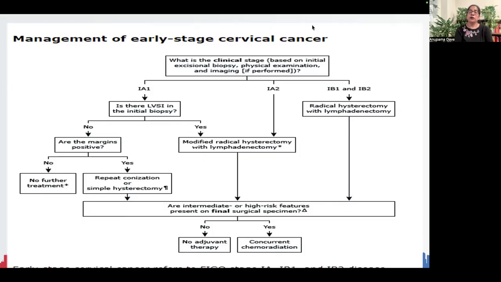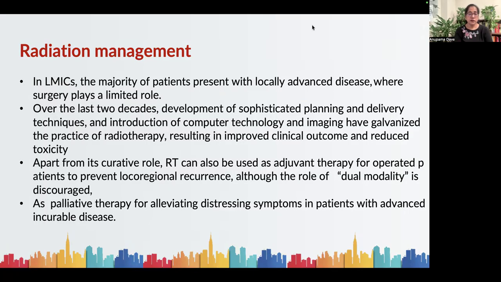Stage 1A2 always requires modified radical hysterectomy with lymphadenectomy. Stages 1B1 and 1B2 also require radical hysterectomy with lymphadenectomy, that is type C or type 3. Again, depending on risk factors, they may or may not require adjuvant therapy or concurrent chemoradiation. So that was the surgical options.